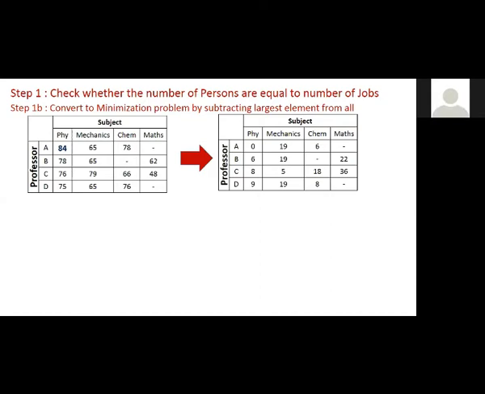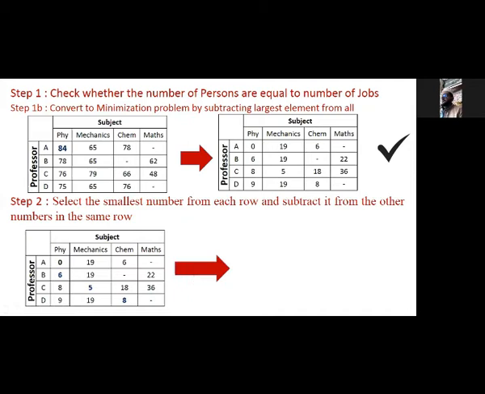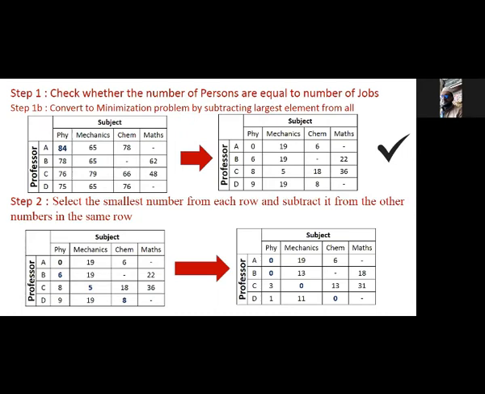So the first step we have done. In the second step, select the smallest number from each row and subtract it from the others in the same row. In the first row there was a zero, so it stays the same. In the second row, 6 becomes zero, 19 becomes 13, and 22 becomes 16. Then in the third row the smallest number is 5. So 8 minus 5 is 3, 5 minus 5 is 0, 18 minus 5 is 13, and 36 minus 5 is 31. In the fourth row 8 was the smallest, so 9 minus 8 is 1, 19 minus 8 is 11, and 8 minus 8 is 0. This completes the second step. Then we move to the third step.